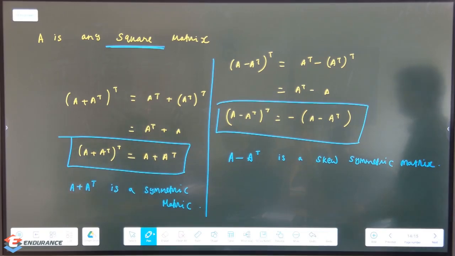So add A transpose and divide by 2 for the symmetric part. Subtract A transpose and divide by 2 for the skew symmetric part.